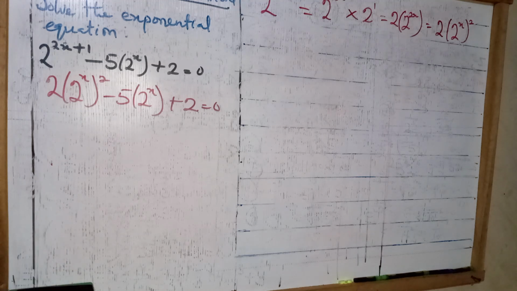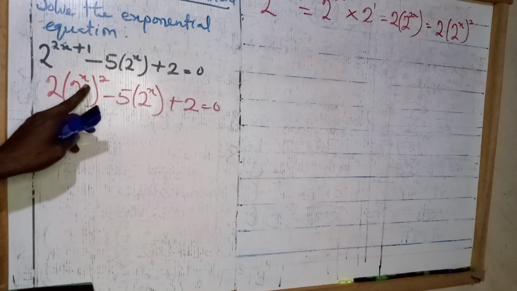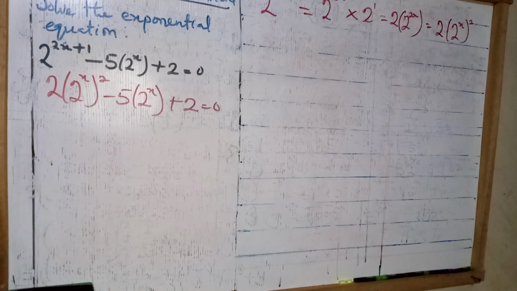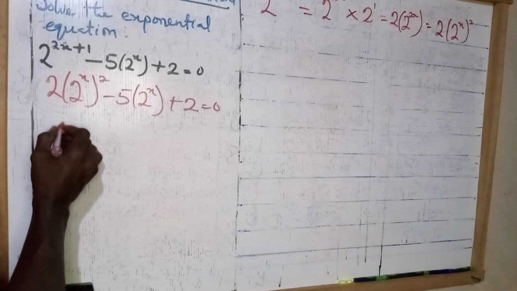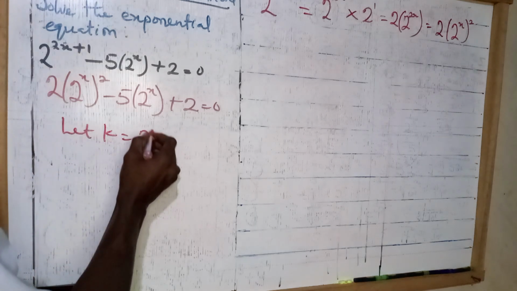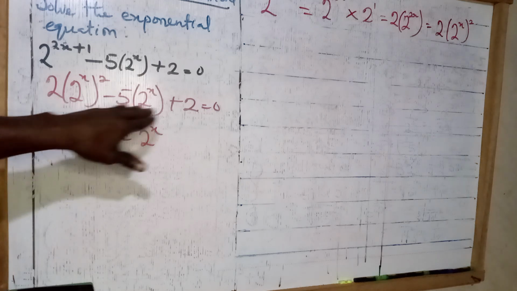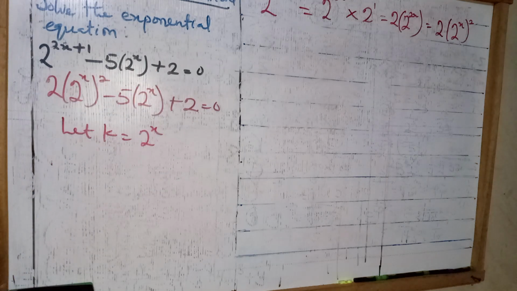So here, what we do next is to represent this 2 raised to the power x by a variable. Let's say we represent it by k. So let k equals 2 raised to the power x, so that we can have the whole of this exponential equation transforming to quadratic equation.